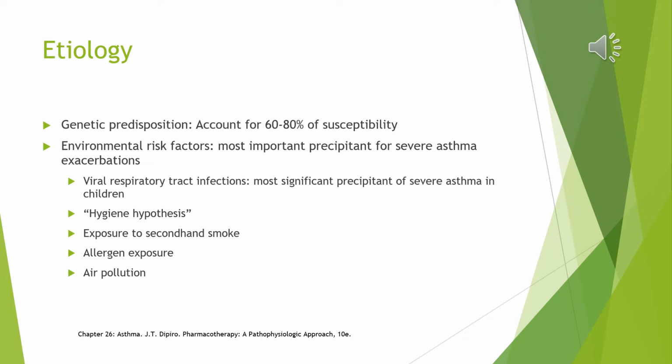Another theory for the development of asthma is the hygiene hypothesis. This proposes that genetically susceptible individuals develop allergies and asthma by allowing the allergic immunologic system, which is the T helper cell type 2, to develop instead of the system to fight infections, which is the T helper cell type 1, and may explain the increase of asthma incidence in developed countries. Other environmental risk factors include exposure to secondhand smoke, allergen exposure such as pollen, dust mites, and animal dander, and air pollution.